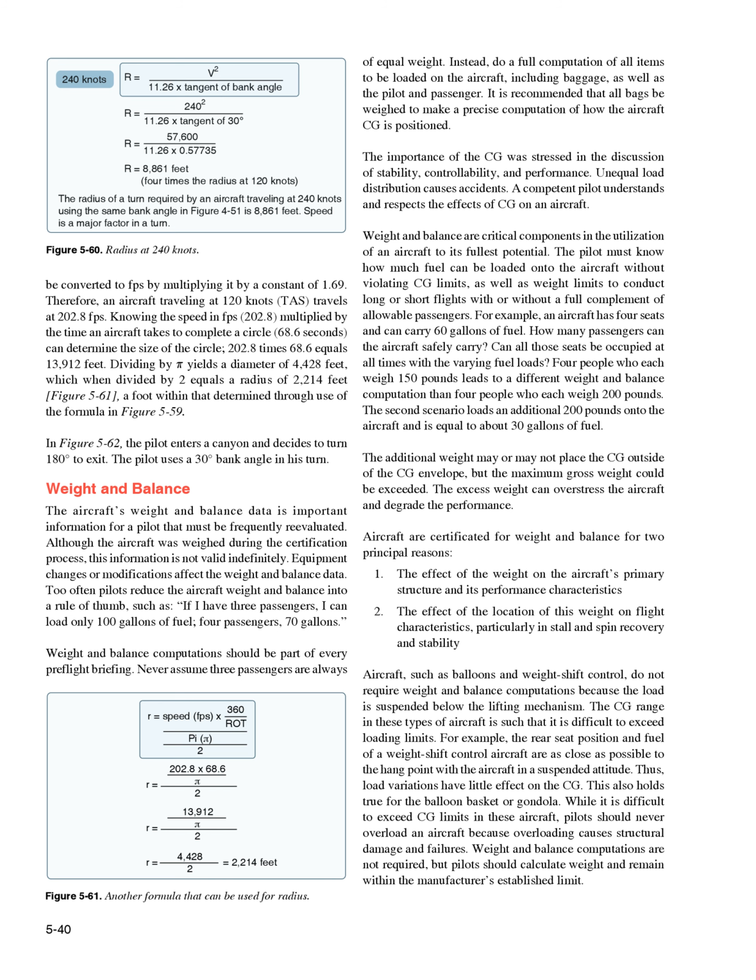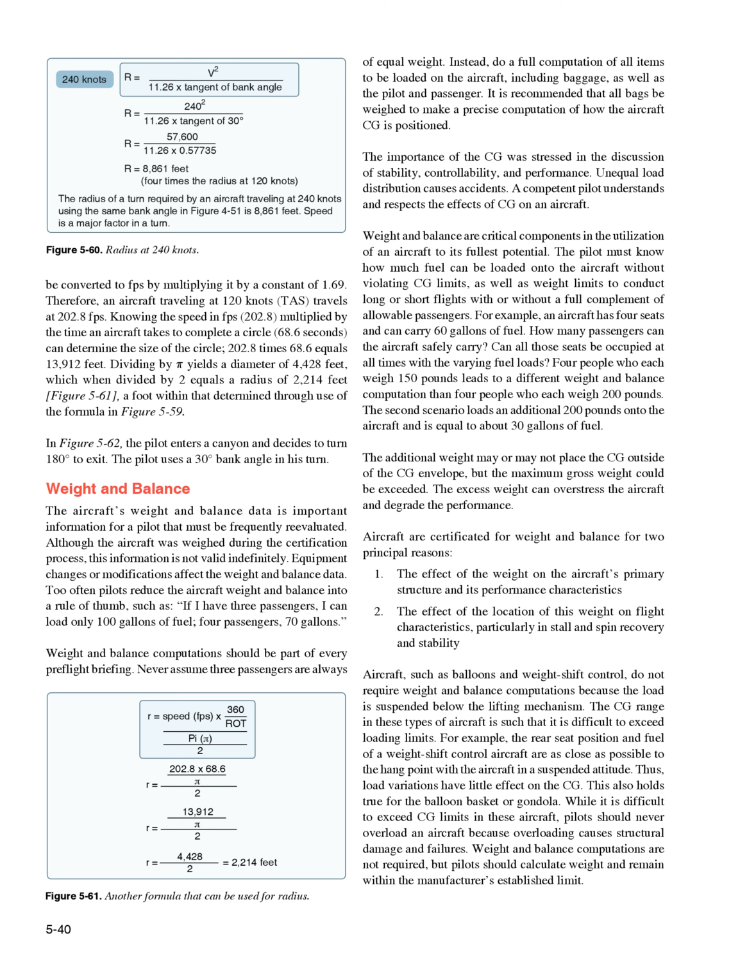Knowing the speed in FPS, 202.8, multiplied by the time an aircraft takes to complete a circle, 68.6 seconds, can determine the size of the circle. 202.8 times 68.6 equals 13,912 feet. Dividing by pi yields a diameter of 4,428 feet, which when divided by 2 equals a radius of 2,214 feet, Figure 5-61, a foot within that determined through use of the formula in Figure 5-59. In Figure 5-62, the pilot enters a canyon and decides to turn 180 degrees to exit. The pilot uses a 30 degree bank angle in his turn.